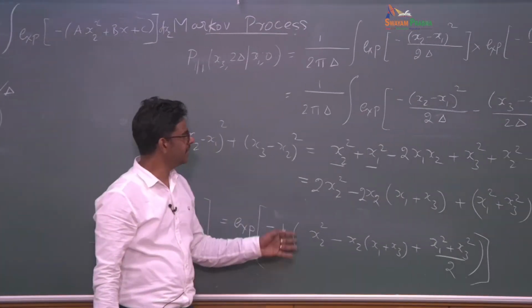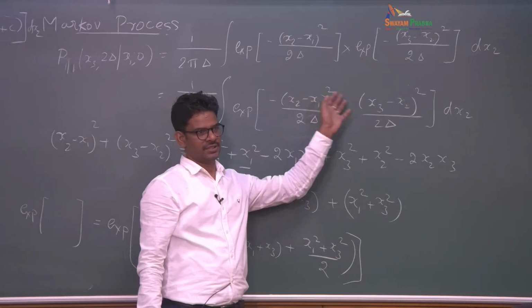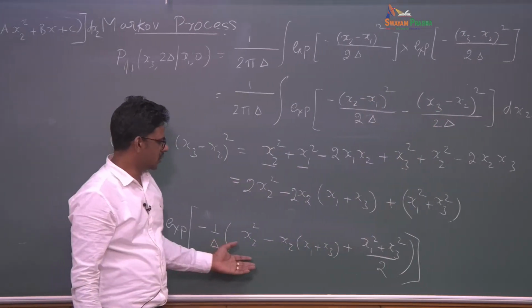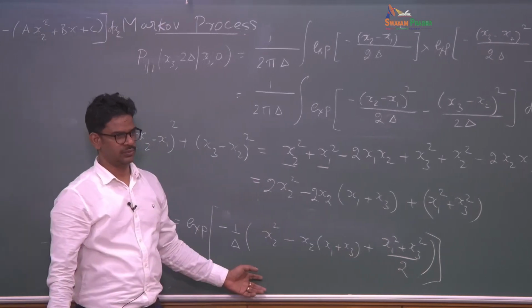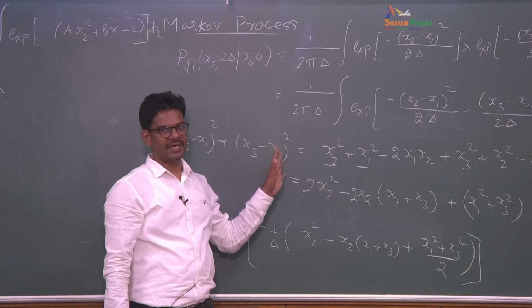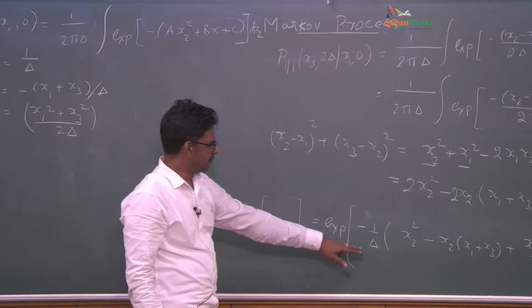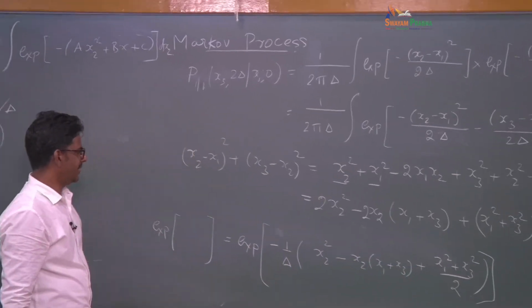So basically, I'm writing this by opening up these terms. I'm able to show there is a quadratic equation that is coming out in terms of x2. In this case, x1 and x3 are constant because we are only integrating over x2. So that's why we write this as a quadratic equation in terms of x2.